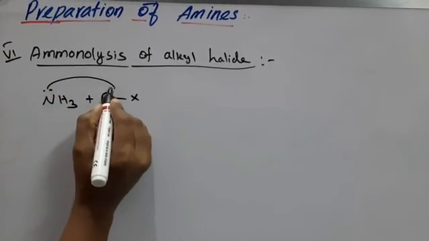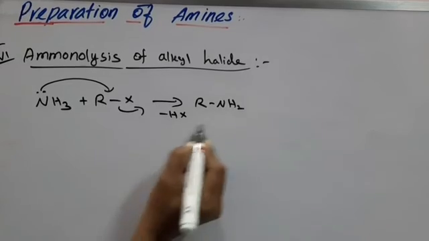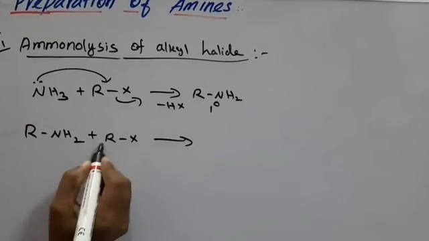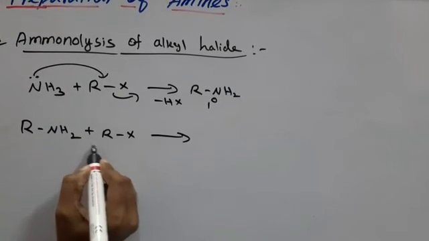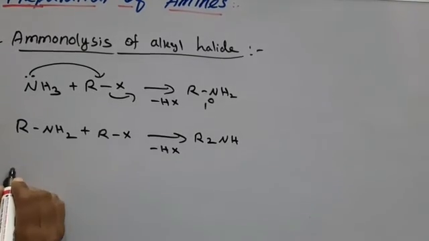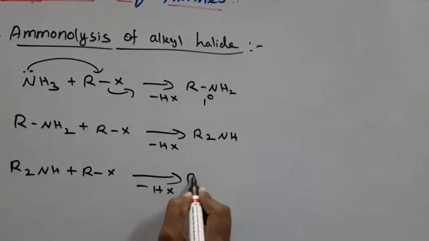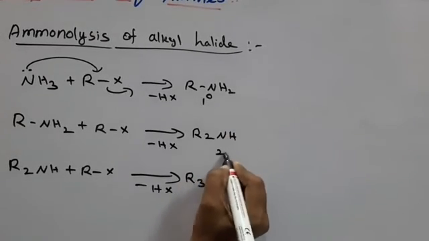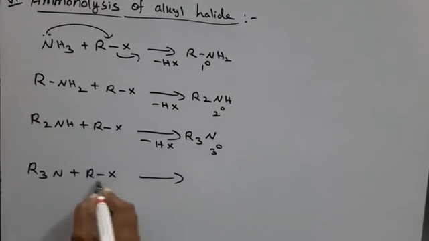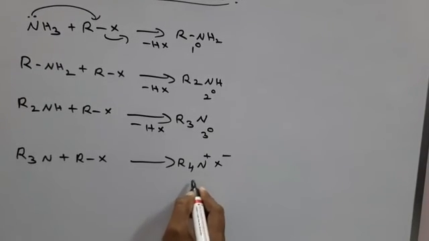So here, removal of HX plus RNH2. This is primary amine. Take this primary amine and again react with alkyl halide. Every time the amine group is attached here, HX is removed, and we can get primary, secondary and tertiary amine, R2NH. Now R2NH with alkyl halide, the bond is cleaved, HX is removed, giving R3N. So this is primary, secondary, tertiary. R3N plus alkyl halide gives R4N plus X minus. This is a quaternary ammonium salt.